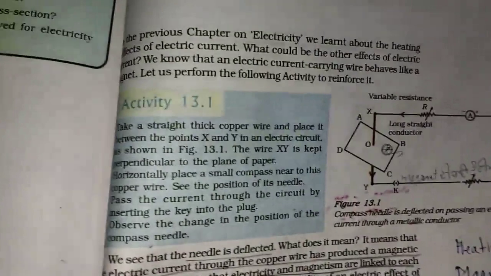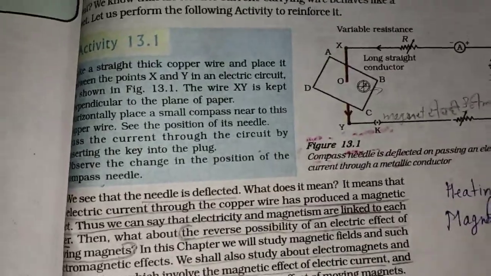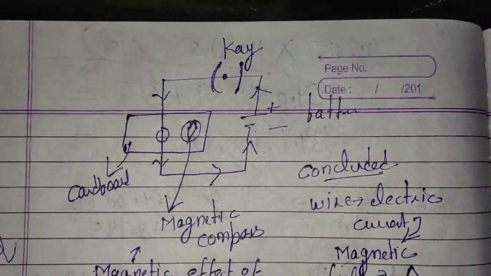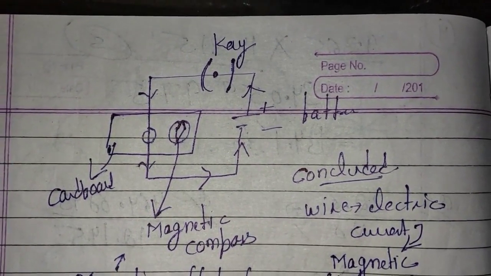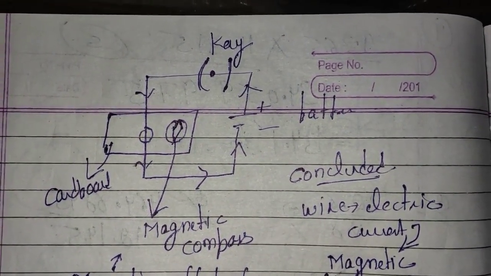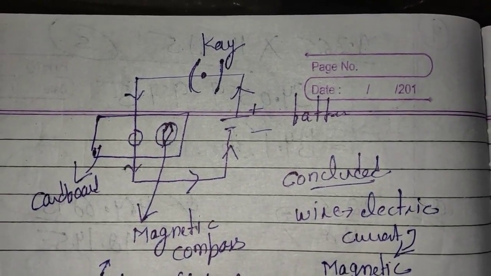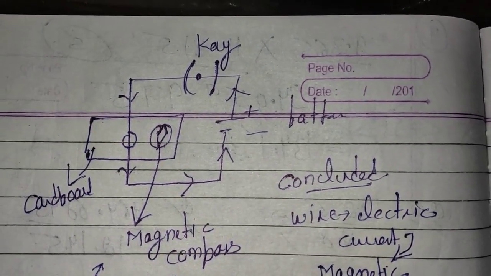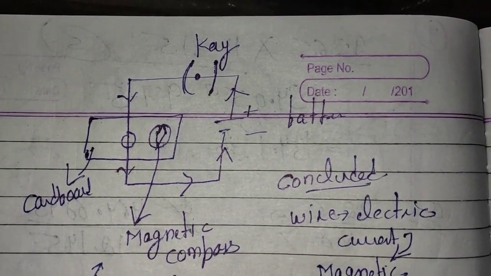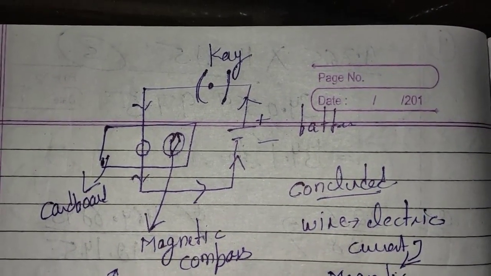So the lesson started from here like this. What happens in the beginning of the chapter? We have a closed circuit, and current is passing through the wire that is passing through the hole of a cardboard, and we have placed a magnetic compass near to that wire. What happened? We observed a deflection in the magnetic compass because some magnetic effects are produced due to the current flowing through the conductor.